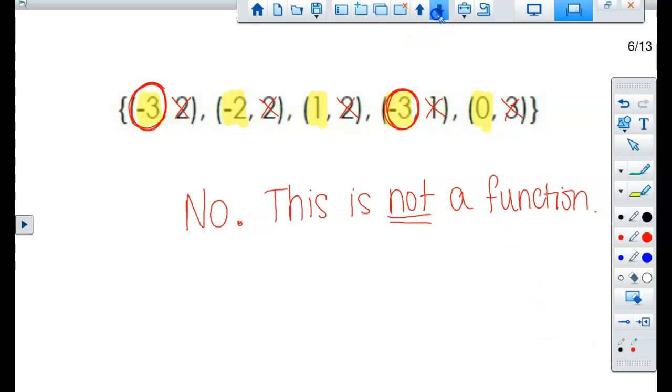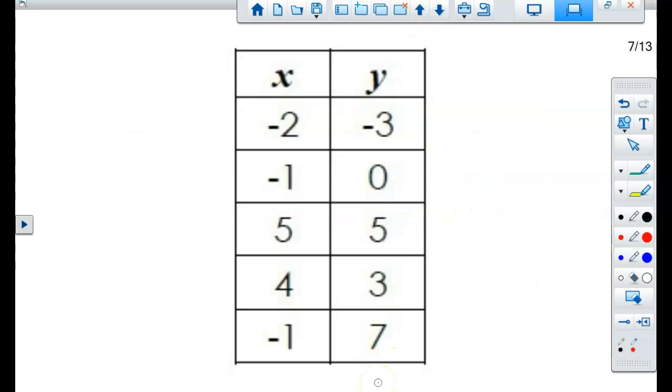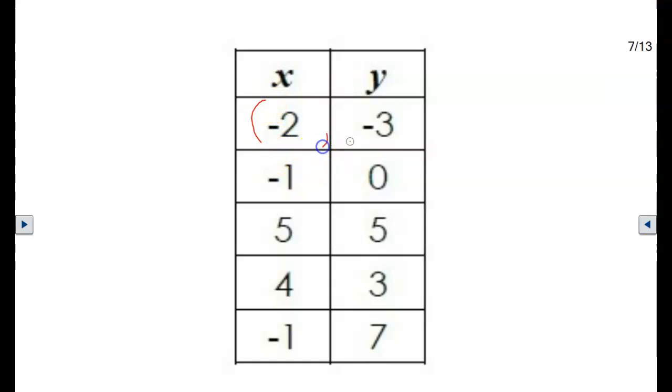All right, so let's look at another one. Now notice this time your ordered pairs are presented in a different way. We have this presented in a function table. So your x is on the left, your y is on the right. So this would be an ordered pair. Negative 2 connects with negative 3. This would be an ordered pair.